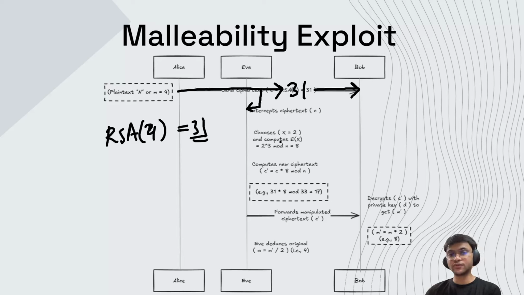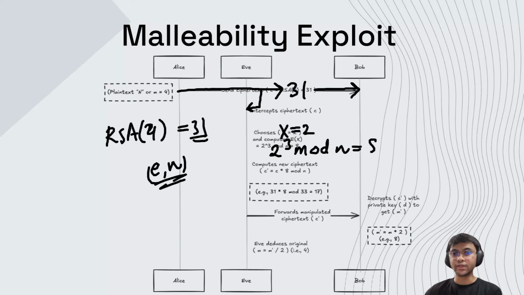Now, Eve chooses a multiplier, and this is a clever hack here. So Eve chooses a plaintext to multiply, and the multiplier that Eve chose is 2. So now at this point, Eve knows E and N, so they could compute the ciphertext for 2. And that turns out to be 2 raised to 3 mod n, which is 8 in our sample example.